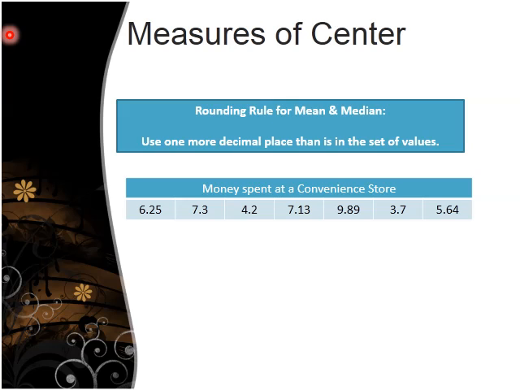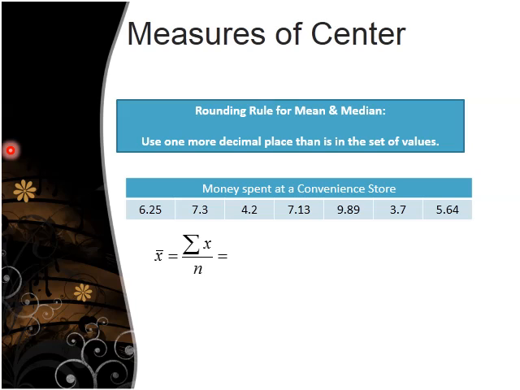So here's a general rule of thumb for rounding when you're calculating the mean and the median. In general, use one more decimal place than is in the set of values. So in this case, money spent at a convenience store, we have 2 decimal places in the first data, 1 in the second, 1 in the third, 2, 2, 1, and 2 decimal places. That means if I calculate the mean or the median for this data set, the general rule of thumb here is to use 3 decimal places.